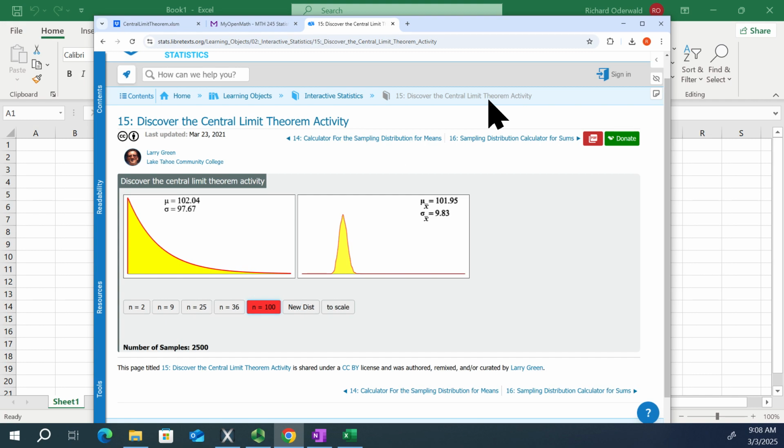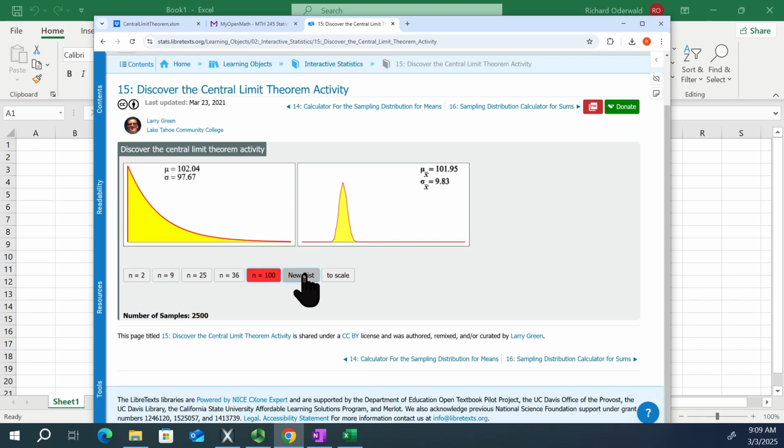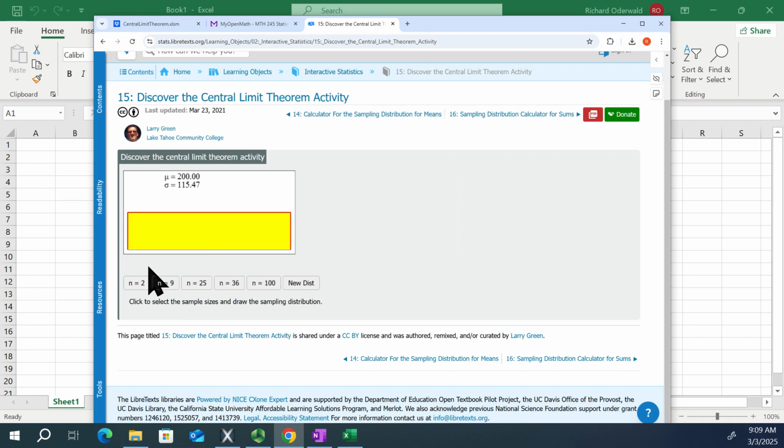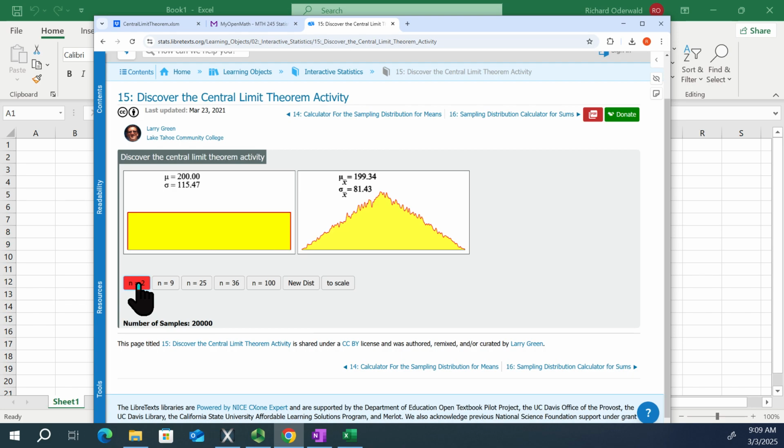Like this is an online demonstration of the central limit theorem. So if I start with a flat uniform distribution and I take a sample of some size, and then I do it again, and then I do it again, and I do this literally thousands of times, then the distribution of the averages, this is the distribution of sample averages, will have a normal distribution with the mean equal to the population mean and the standard deviation equal to the population standard deviation divided by the square root of n, the sample size.